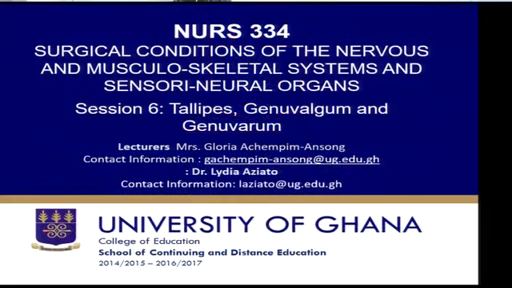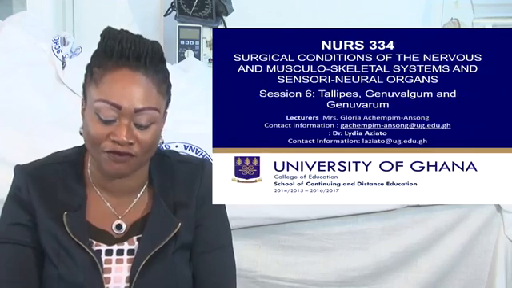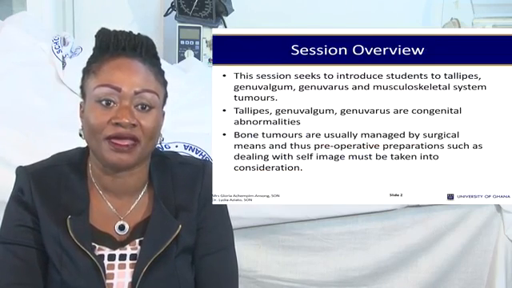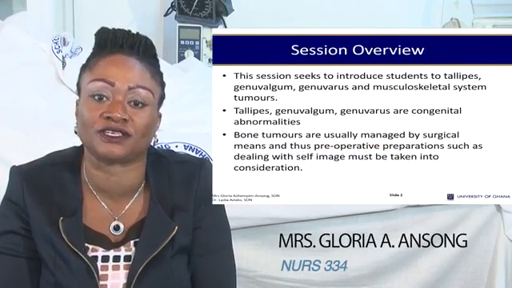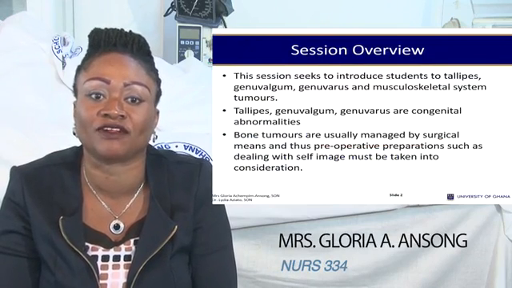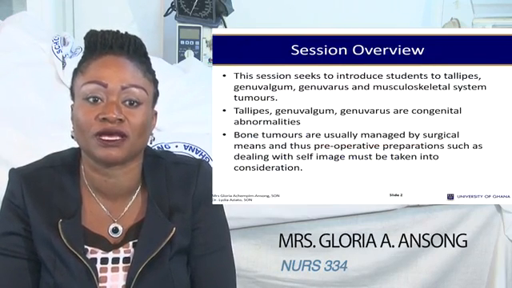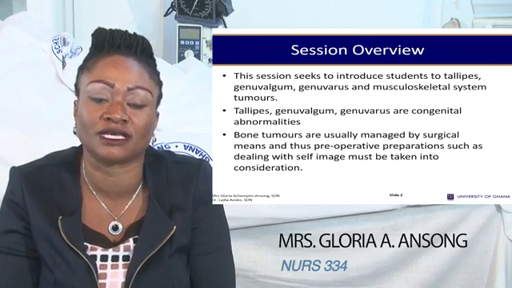Our next section is section 6, and in this section we are going to look at Talipes, Genu valgum, and then Genu varum. It seeks to introduce students to Talipes, Genu valgum, Genu varus, and musculoskeletal system tumors.